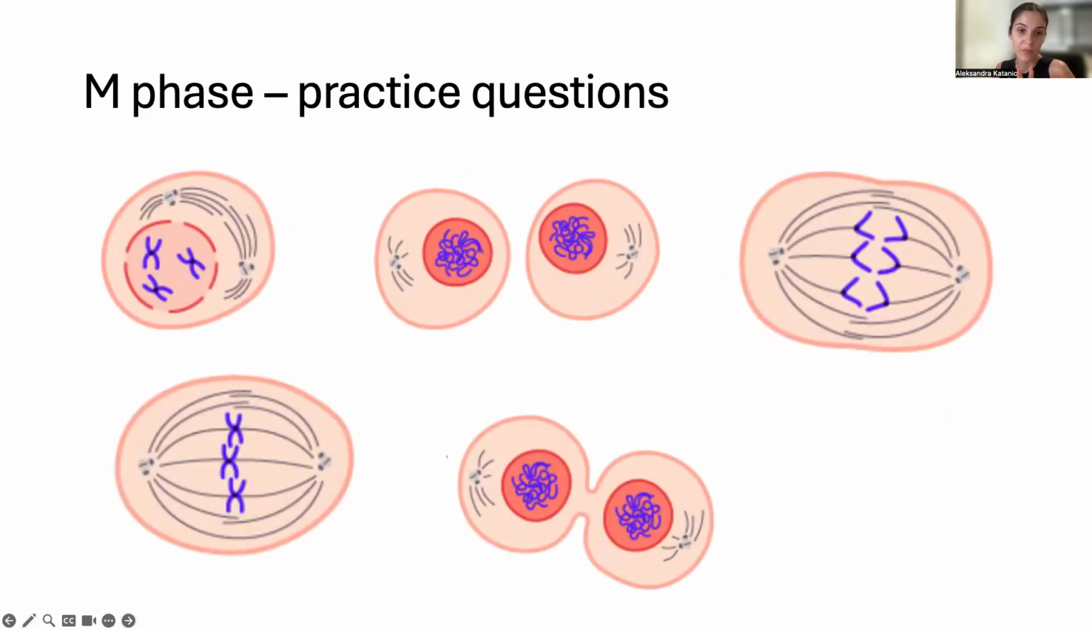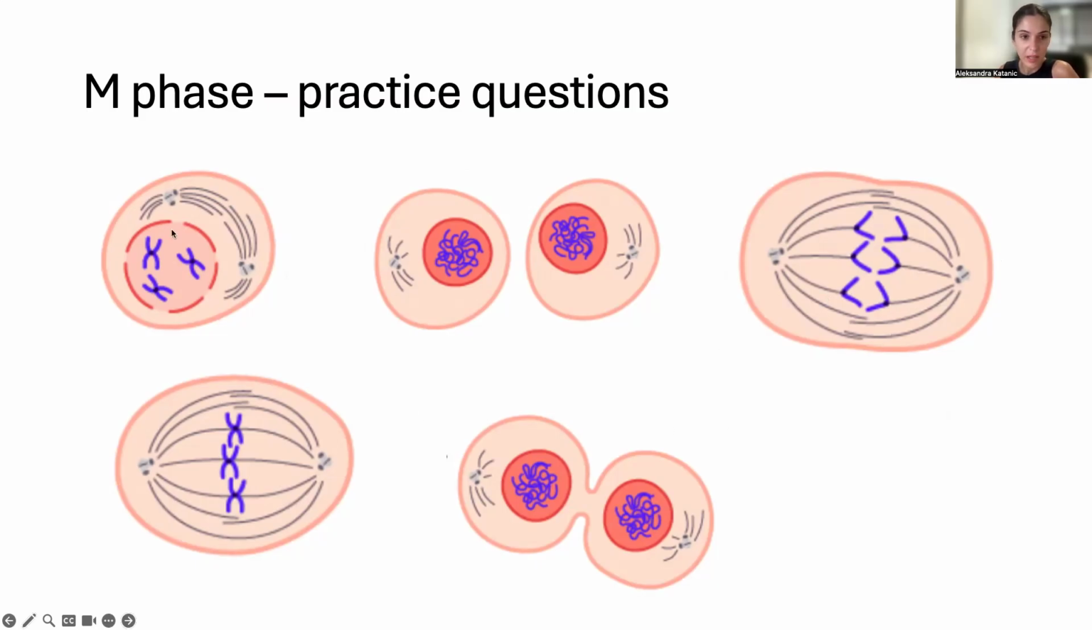Let's see if we can identify which phase of M phase each of these are in. Have a go by yourself. I'd say the best place to start is these two. We said that they're probably the most easily recognizable. If the chromosomes are lined up along the cell equator and are still intact, it's metaphase. If they're beginning to be pulled apart, the sister chromatids are beginning to be separated, anaphase.